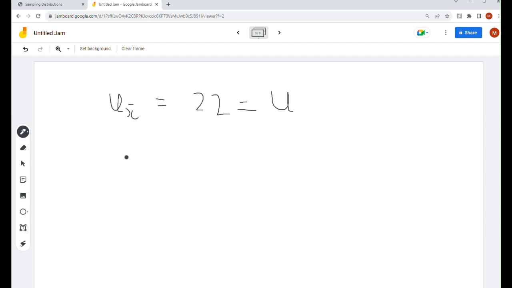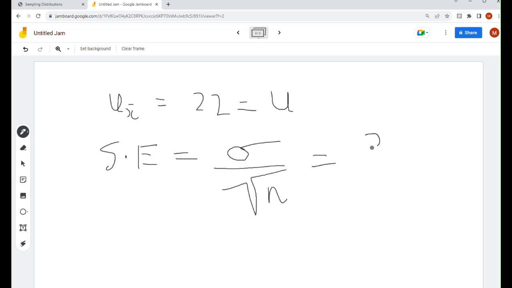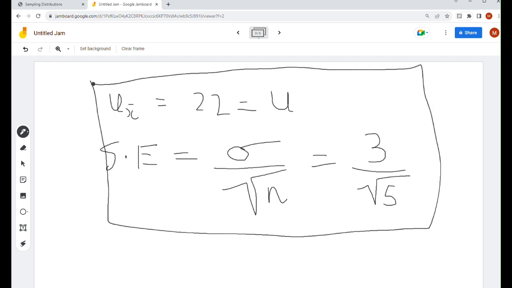And it's going to have a standard deviation, or a standard error, equal to the population standard deviation divided by the root of n. And our n is the number of samples, which in this case we had 5. So we have 3 as our standard deviation. 3 divided by the square root of 5 would give us our standard error for the sampling distribution. And that's pretty much all we need to do to define a sampling distribution when we're asked to.